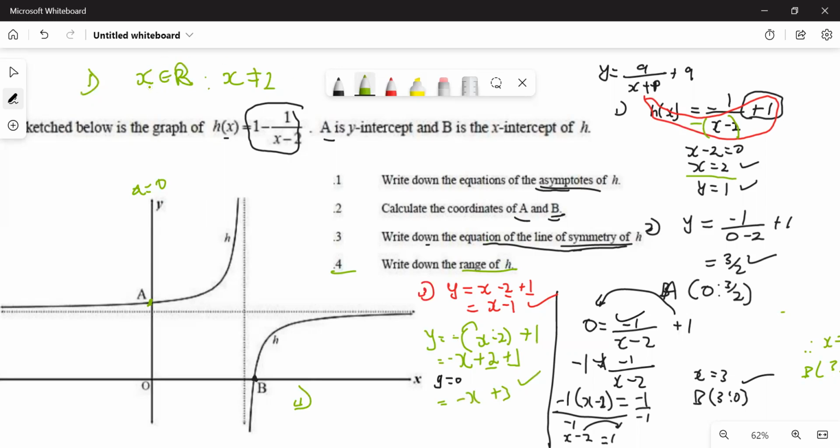Look at this. If they ask me the domain, I'm going to say x is an element of all real numbers, but x cannot be whatever the vertical line is. I get x is equal to 2. It means x cannot be 2. When you say x is 2, it means x cannot be 2.